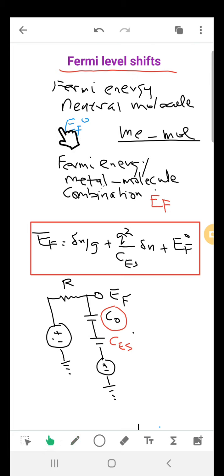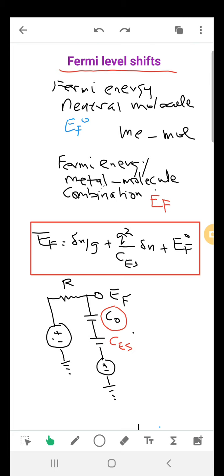Now, if EF0 is the Fermi energy of the neutral molecule, that means when there is no contact, and after the contact has been made we call that energy EF. The relationship between EF0 and EF is expressed in this equation: EF is equal to delta N, the charge transfer, divided by delta Q square by electrostatic capacitance, times the charge transfer, plus EF0.